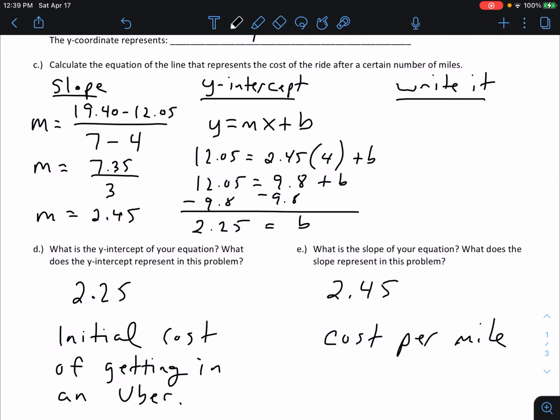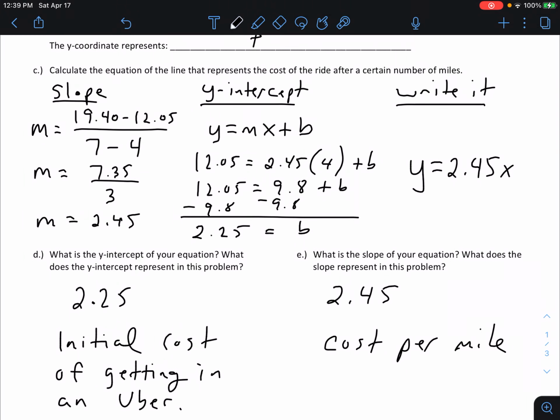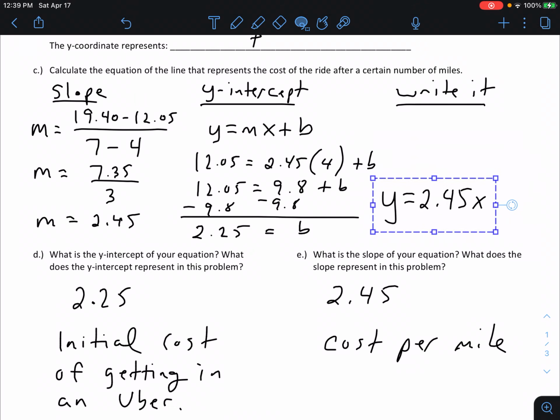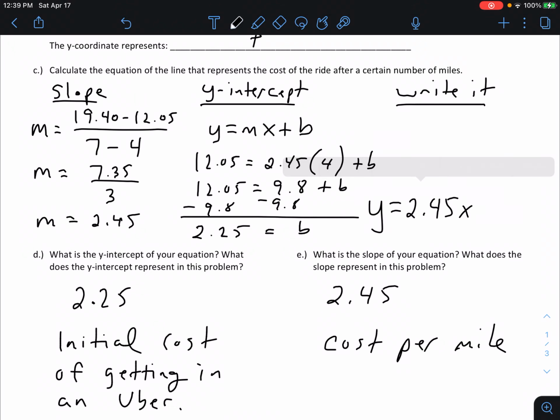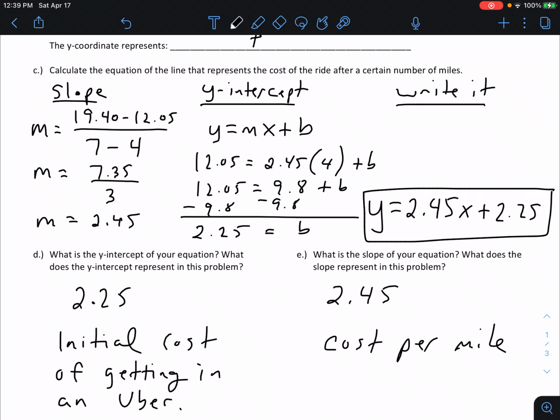All right, so let's go back up here and write our equation. So I'm just going to say y equals 2.45x. Uh-oh, I'm not going to have enough room. Hold on. Let's see if I can do this. Try and move this over. I'll put it right there. Plus 2.25. So this is a much different equation than what we're used to because both numbers are decimals. But that is totally fine if they are decimals.